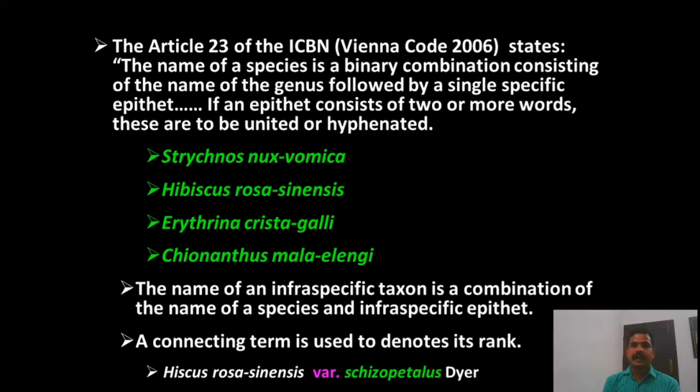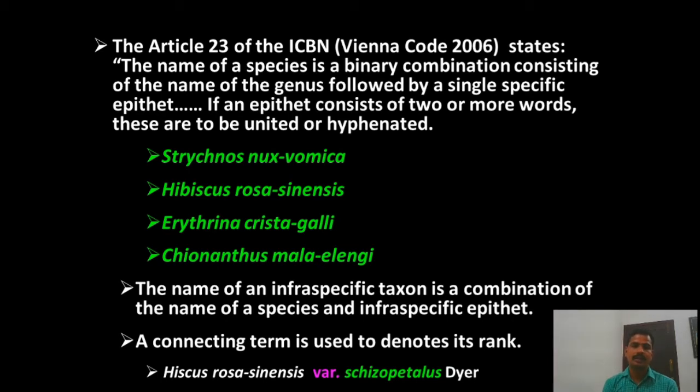Article 23 of the ICBN, Vienna Code 2006, states the name of a species is a binary combination, a combination of two words consisting of the name of the genus, that is the generic epithet, followed by a single specific epithet. So the specific epithet is a single word, the generic epithet is a single word, together two words. If an epithet consists of two or more words, these are to be united or hyphenated. Some specific epithets consist of two words.